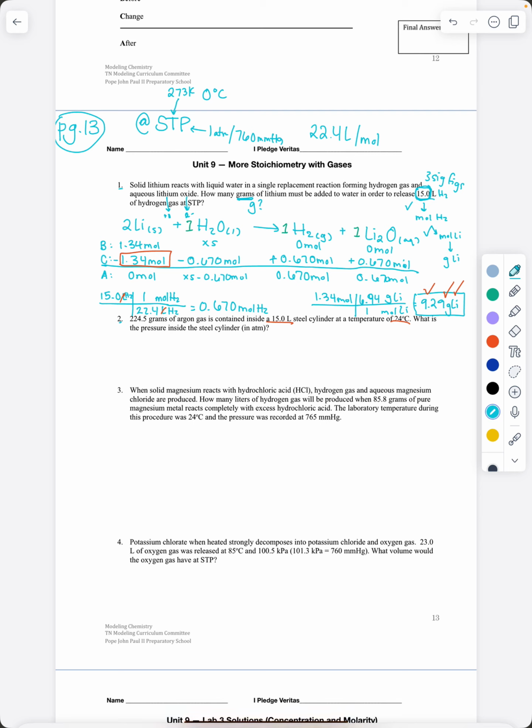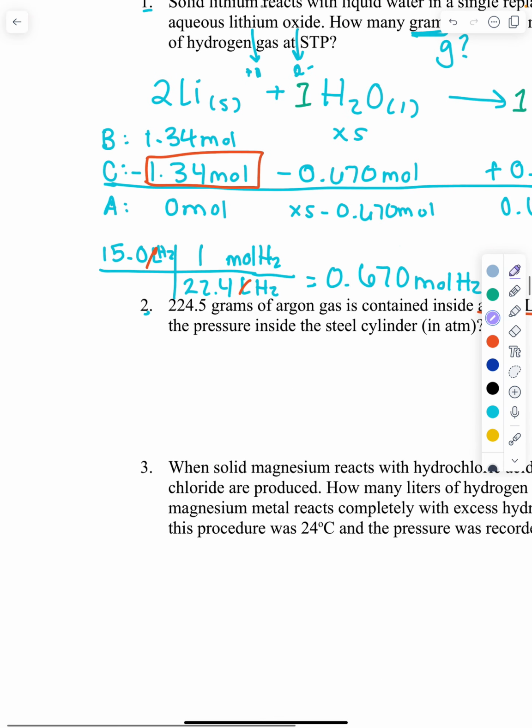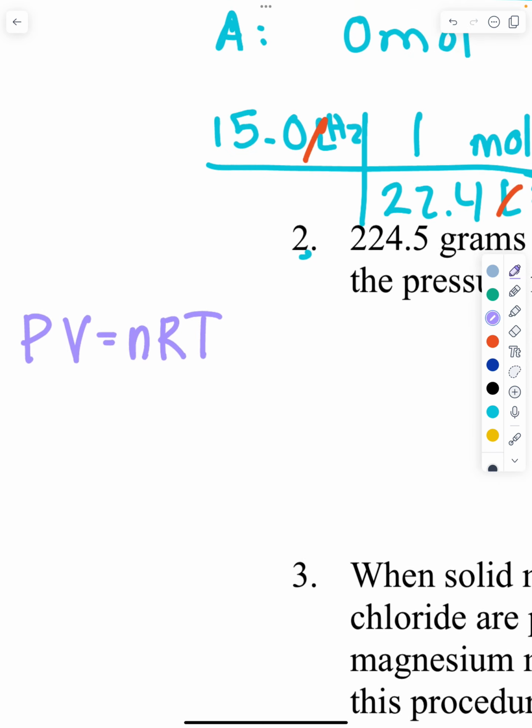So if I convert that to Kelvin, I just have to add 273 plus 24, and I will get 297. Okay, so that's not standard temperature and pressure. So I can't just use this conversion right here to calculate. I need to use my equation, which is PV equals nRT.